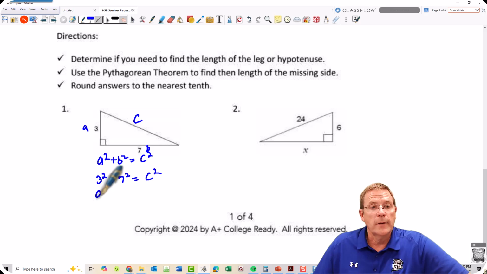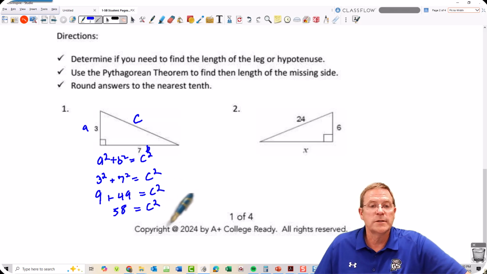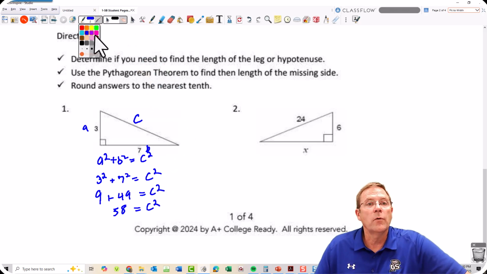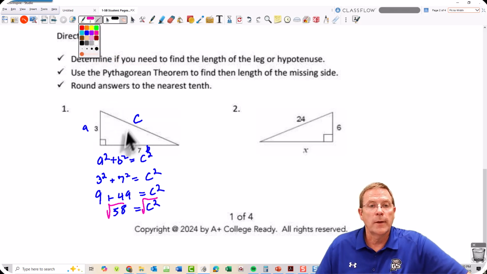3 squared, that's going to be 9. 7 squared, that's going to equal 49. So 9 plus 49 is equal to C squared. We're going to add 9 to 49, and we're going to get 58 is equal to C squared. From here, of course, we have to take the square root of both sides. The square root of C squared is easy. That's just going to end up being C.